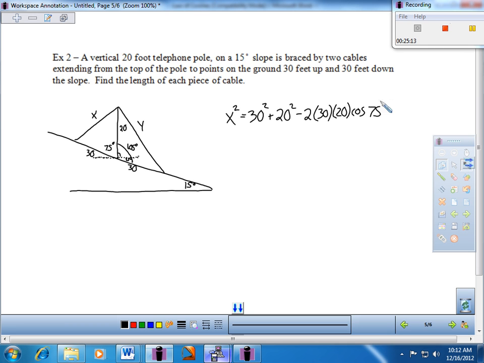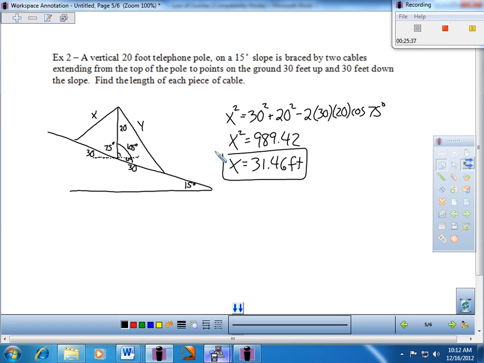Plays out beautifully. I actually have this on my calculator, on my paper already. I've already done the calculation. I end up getting that whole right-hand side as 989, give or take, which would mean about 31 and change.